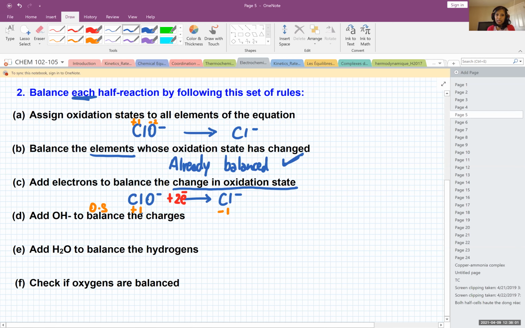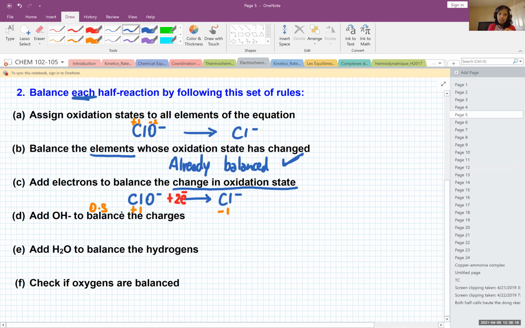Yes, so we need 2 electrons to balance this change in oxidation state. As you can see, +1, 1 positive charge plus 2 negative charges gives 1 negative charge, right? And we have 1 negative charge on the product side. So this is good. Then we move on to the next step.